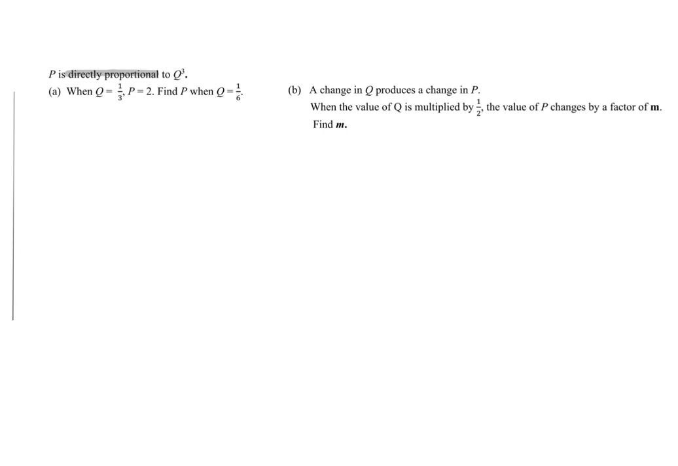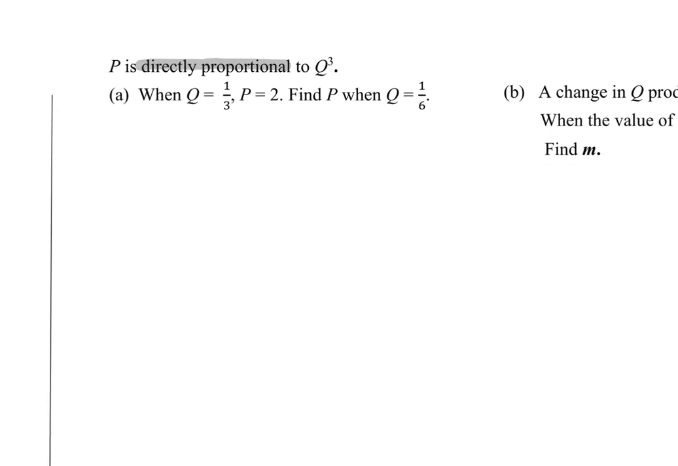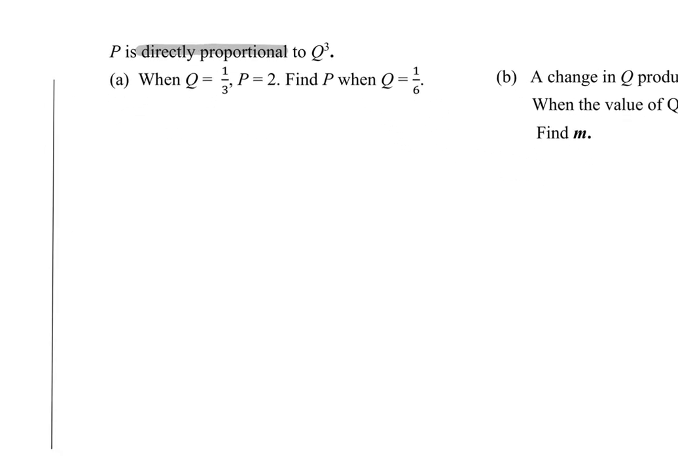Let's look at part A first. For part A, they give us two values of P and Q, and this will allow us to find the value of K. Should we go with the first approach? Once we have the equation connecting P and Q, we can then proceed to find P when Q equals 1 over 6. So the very first thing is to apply the right equation.